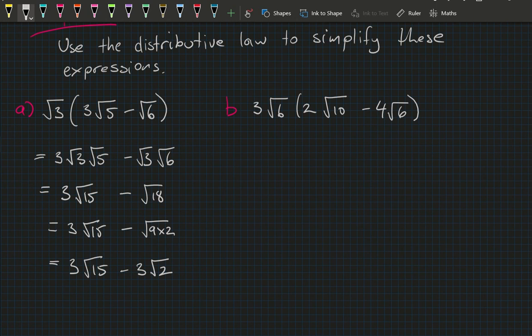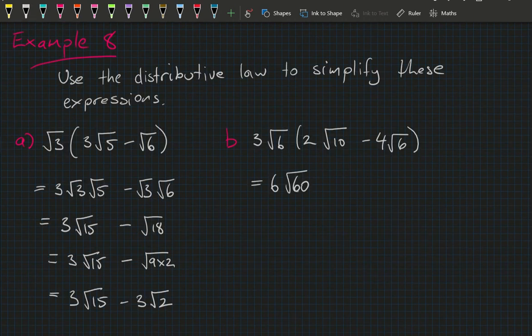So our first bit has a 3 times 2, which makes 6, and the square root of 6 times the square root of 10 makes 60. So we can write that out as 6 times the square root of 60. And then for the next bit, we have 3 times 4 is 12, and 6 times 6 is 36, so we get minus 12 times square root of 36. Alright, hopefully you all know that the square root of 36 is 6. Maybe I wasted my time writing the square root of 6 times the square root of 6. But anyhow, 12 times 6 is equal to 72.